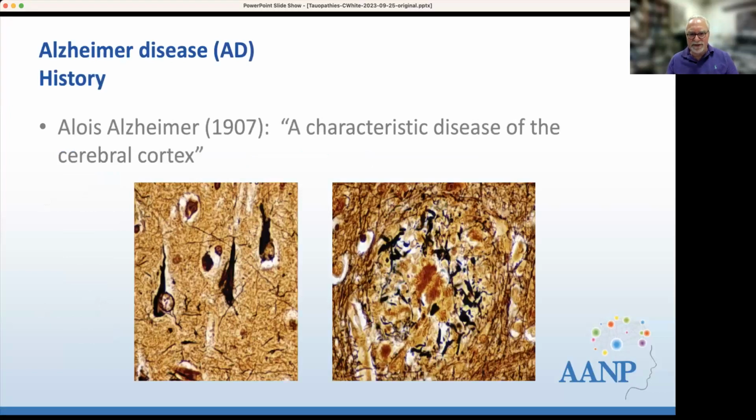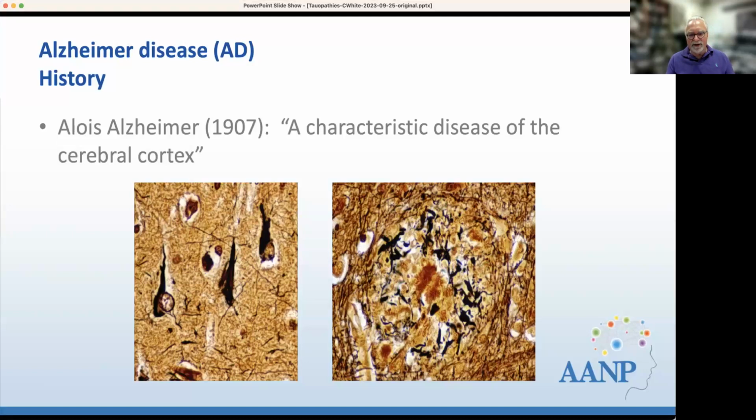Alzheimer's disease was first described as a clinical pathologic entity over 100 years ago by Alois Alzheimer, who described, quote, a characteristic disease of the cerebral cortex in a patient that had been followed for several years with a progressive cognitive disorder.